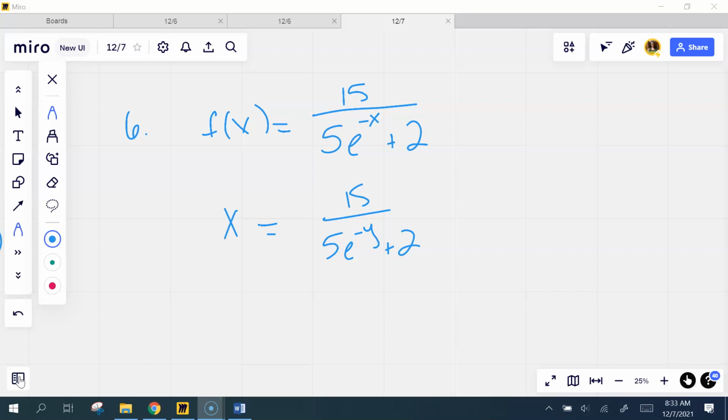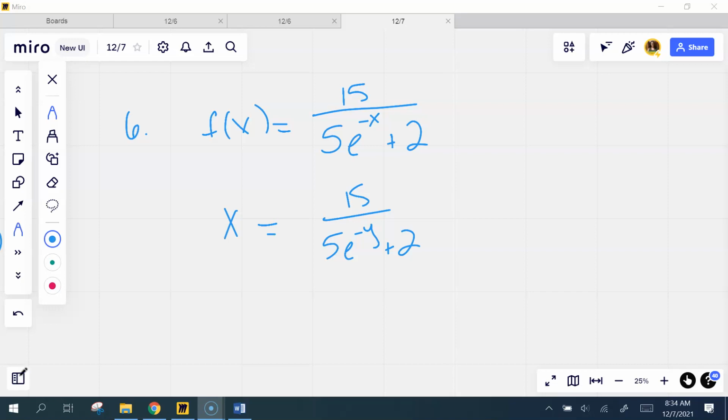Okay. Number 6 says find the inverse. Find a formula for the inverse. So is that 15 equal to 5e to the negative y plus 2 times x? Well, so the goal here is to solve for y, right? You don't have to do that at the very end. You can just do that for y, switch that x, and make your life a whole lot easier. Wait, so what'd you do? I'm going to cross multiply.